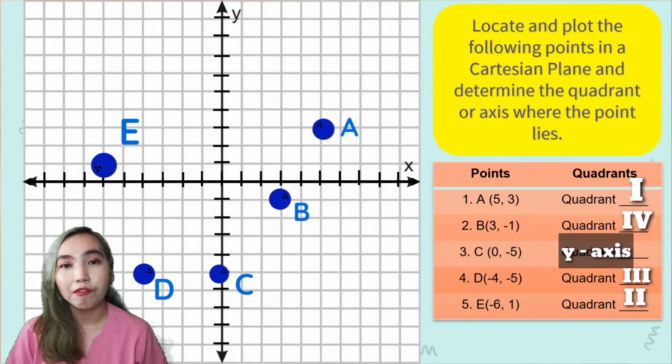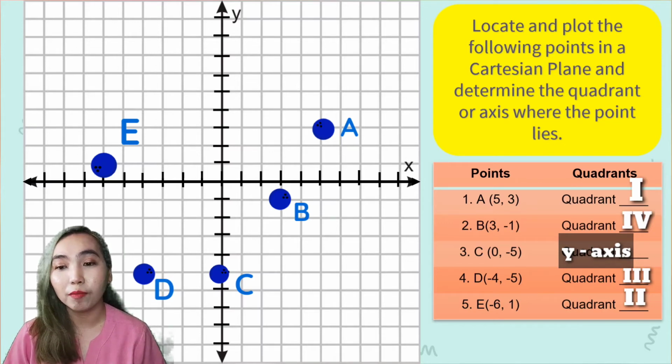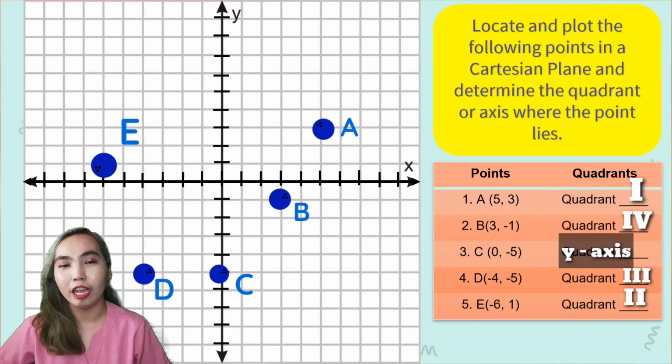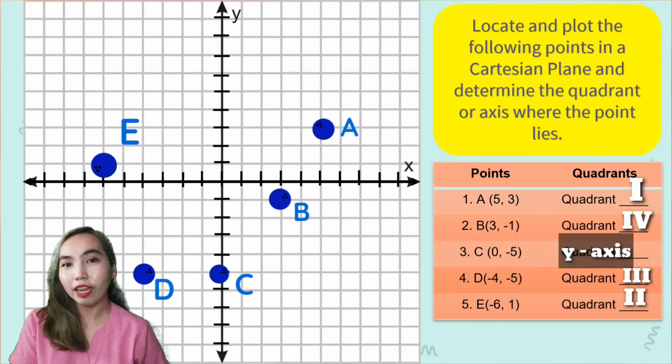Always remember, if we have 0 coordinate, either x or y, the one that has value will locate in axis. For example, in number 3, (0, -5). Kung sino may value na coordinate at 0 yung isa, it will fall in axis. So, in this case, in number 3, yung ating may value na coordinate is y coordinate. That's why it is in y-axis. Kapag naman yung y coordinate natin ay 0 at may value yung x coordinate, that will fall on x-axis.